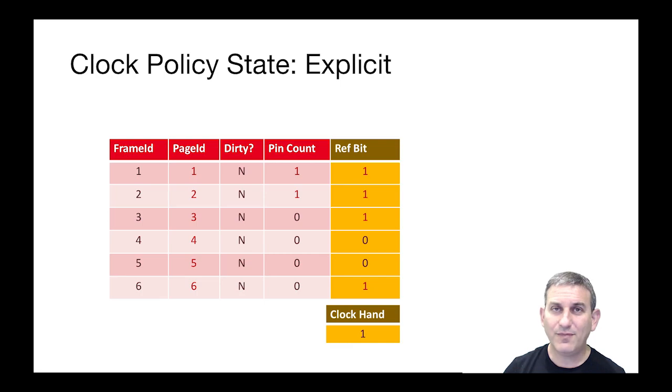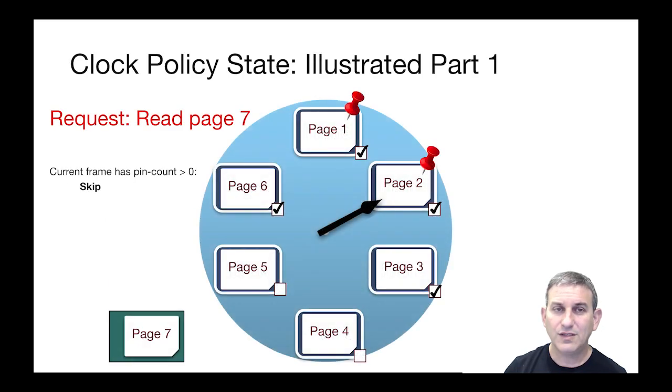So that clock metaphor is actually represented in a very simple way by having a clock hand in our metadata, which tells us what is the frame we're currently pointing to, in this case frame 1. And for each frame, a reference bit that's going to say yes or no, is this frame's reference bit on or is it off? Okay, so let's illustrate the clock policy.